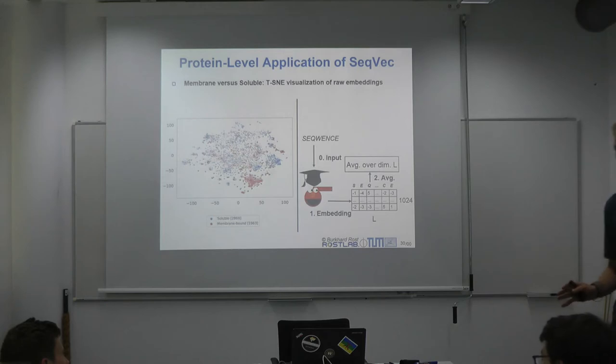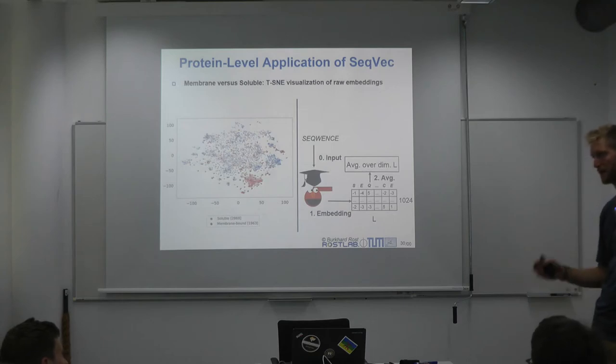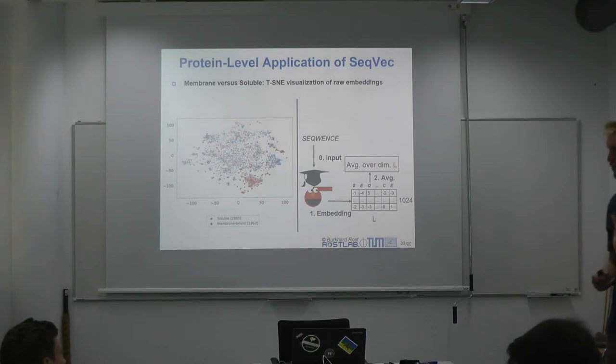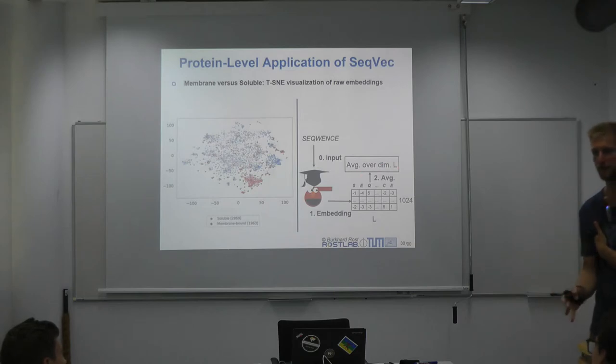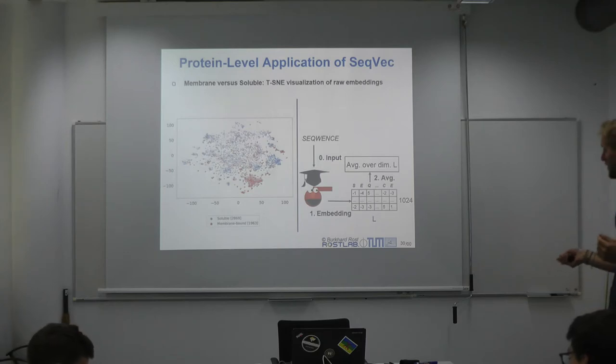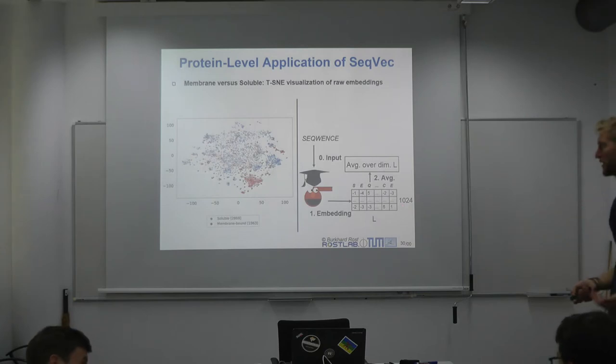In order to account for the fact that it might make a difference whether you have just collapsed 10 residues or 1,000 residues, we also divided it by length, simply to normalize the values. This makes it easier for later processing as well. After we did this, we did not train anything on top, but we just used the so-called t-SNE dimensionality reduction to break these 1024 dimensions down to two dimensions to be able to visualize them.